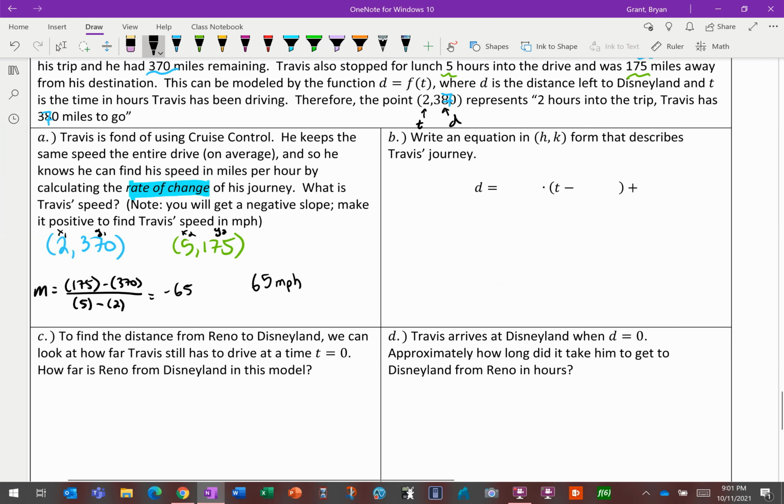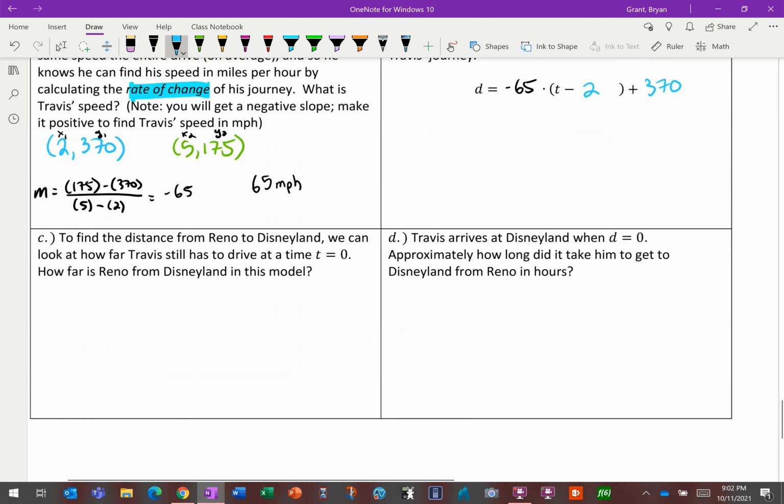All right. Write an equation in HK form that describes Travis's journey. Oh, HK form's easy. I like that. We're going to go back to the negative slope, so negative 65, and then we need a point. We have a blue one and a green one. Doesn't matter. I'll use the blue one. T minus 2 plus 370.